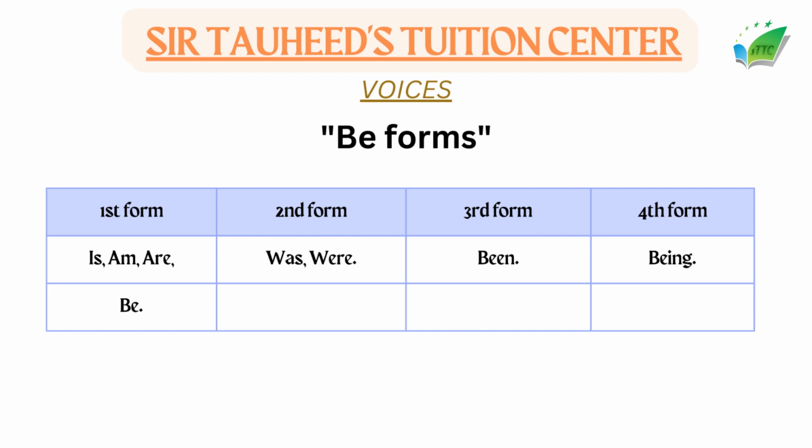Now let's have a look at the be forms. What are they? The word be carries many different words as its forms. If we talk about its first form, there are 4 words: is, am, are, and be itself. These are all first form of be. The second forms are was and were. Third form is been, and the fourth form is being. So these are called the be forms we are going to use in creating passive voice.